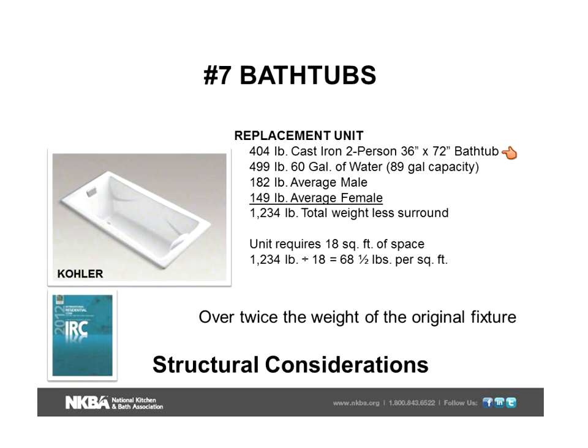Now, the unit requires 18 square feet of space. Simple math. 3 times 6, 18. So if we divide the 1,234 pounds by 18 square feet, we end up with 68.5 pounds per square foot. In that particular case, you can see that we're twice over the original weight of the fixture. Now, if they built with the 40 pounds per square foot, we might be all right.